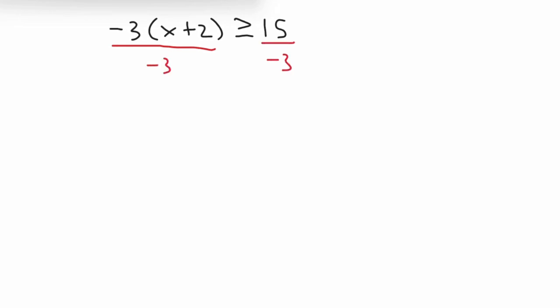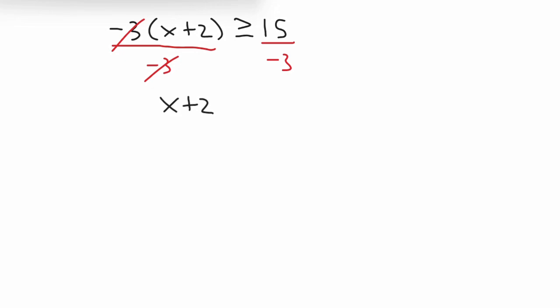Negative 3 times the quantity x plus 2 is greater than or equal to 15. I think probably the best thing to do here is just to divide by negative 3 at the beginning. Again, we're trying to get x by itself. So we're dividing by negative 3. You get x plus 2, and we can drop the parentheses around the x plus 2 since the negative 3 is gone.